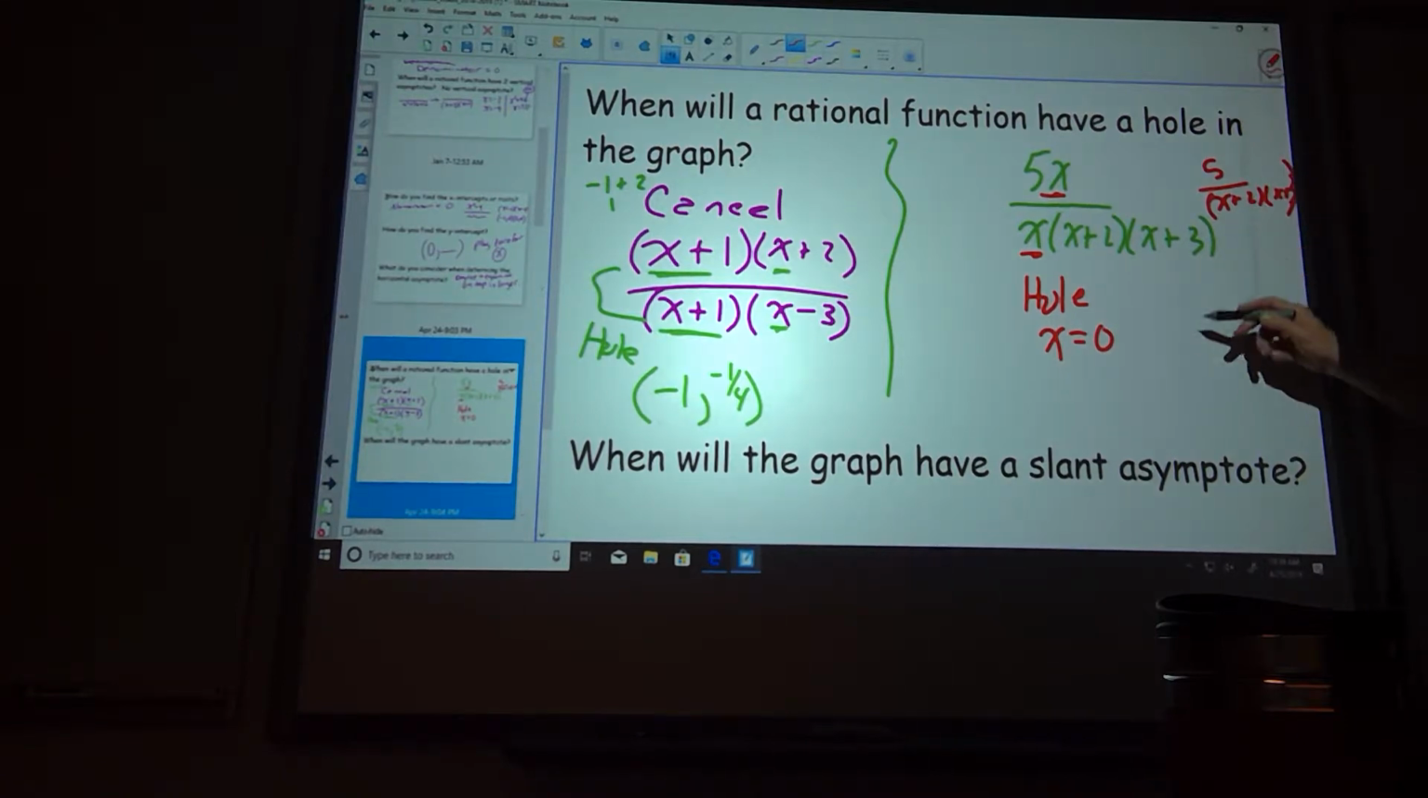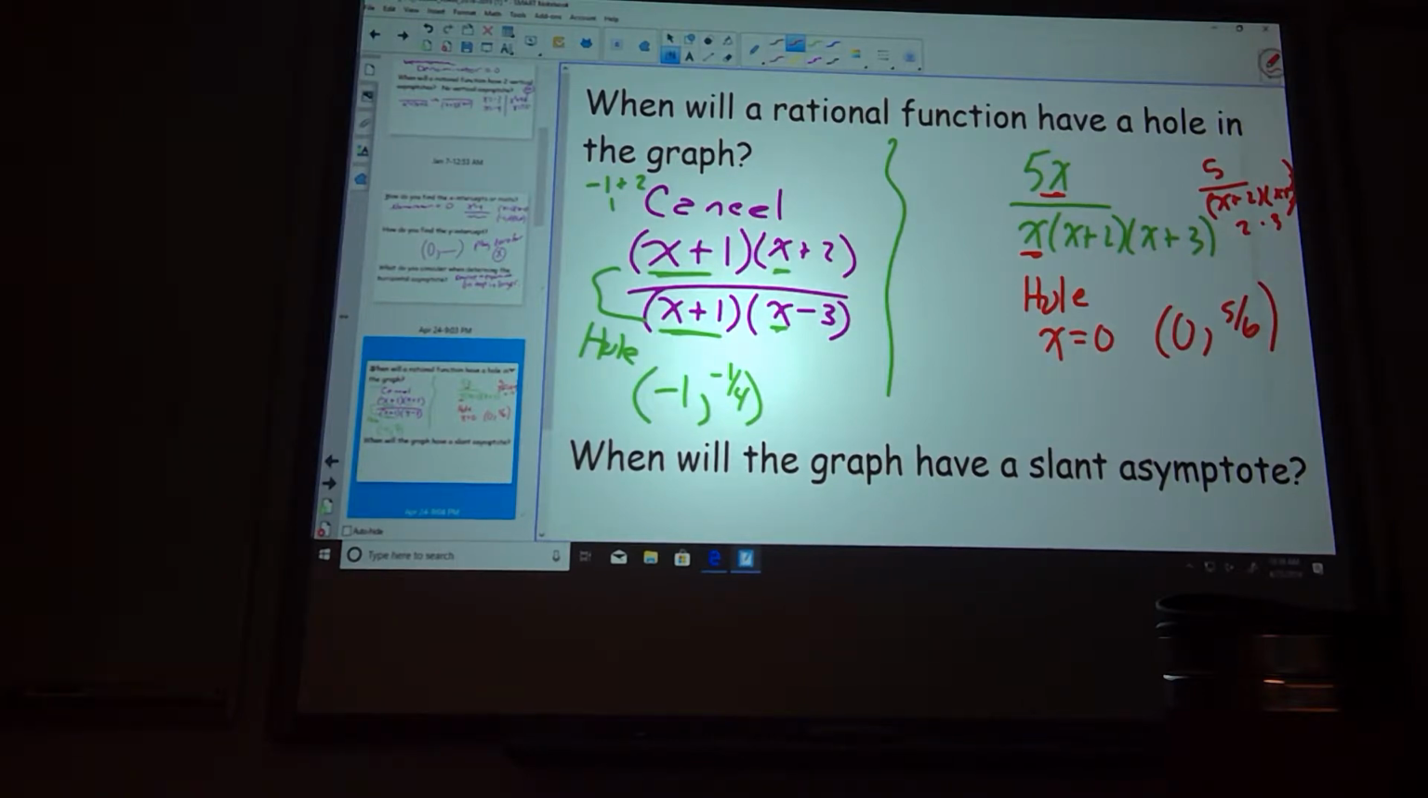So then you plug 0 back in. You're like, okay, 0 plus 2, so that's 2. 0 plus 3 is 3. So you'd have a hole at 0, comma 5 over 6. So if you try and plug in your information to the original problem for your hole, if it happened at 0, or if your hole happened anywhere, it's going to create 0 over 0. Okay, so go into your factored thing.